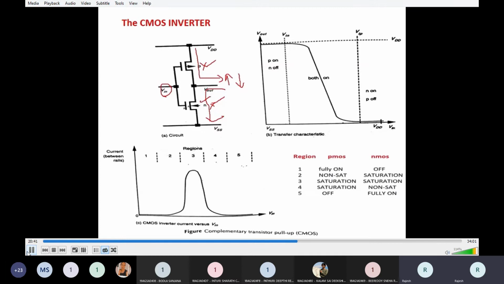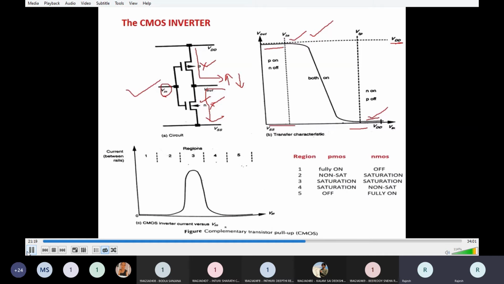Among all these inverter circuits, the CMOS inverter is more preferred. And these are the characteristic curves. These are the transfer characteristic curves of the CMOS inverter. For low input you get high output, for high input you get low output, and here you get high output equal to VDD. Strong 1 and strong 0. So we get good logic 1 and good logic 0 levels in CMOS technology.